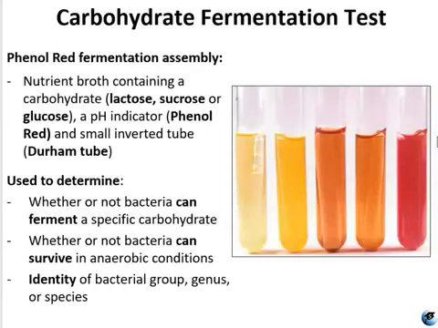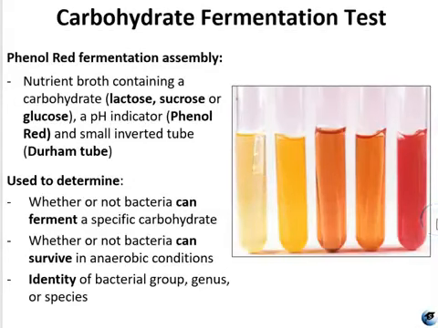The phenol red fermentation test utilizes an assembly consisting of nutrient broths containing a carbohydrate, and in this case we're looking at lactose, sucrose, and glucose. Then you also have a pH indicator. That's where it gets its name. The phenol red is the indicator used in this test. And then you have a small inverted test tube inside of the broth. This is called a Durham tube, and that is used to capture gas. So if you have fermentation that is producing CO2 or hydrogen gas as a byproduct, it will get captured in this little tube. You'll have bubbles in your Durham tube.